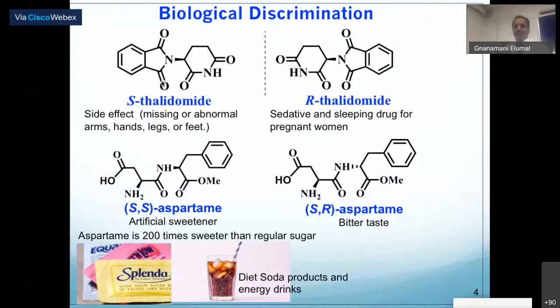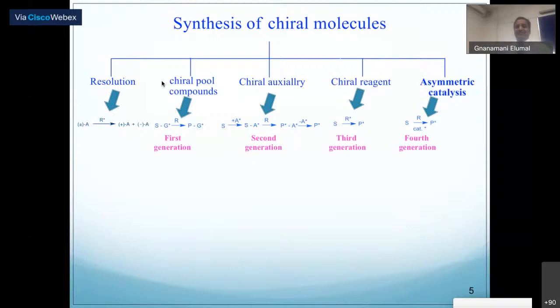its properties entirely change. So our biological systems require one chiral center rather than a mixture of chirals. So what are the ways to make chiral molecules? These are the following methods available to synthesize chiral molecules.